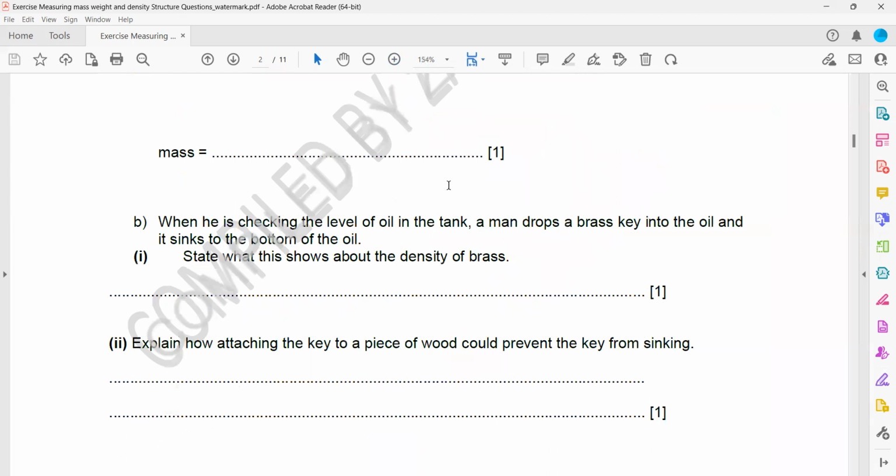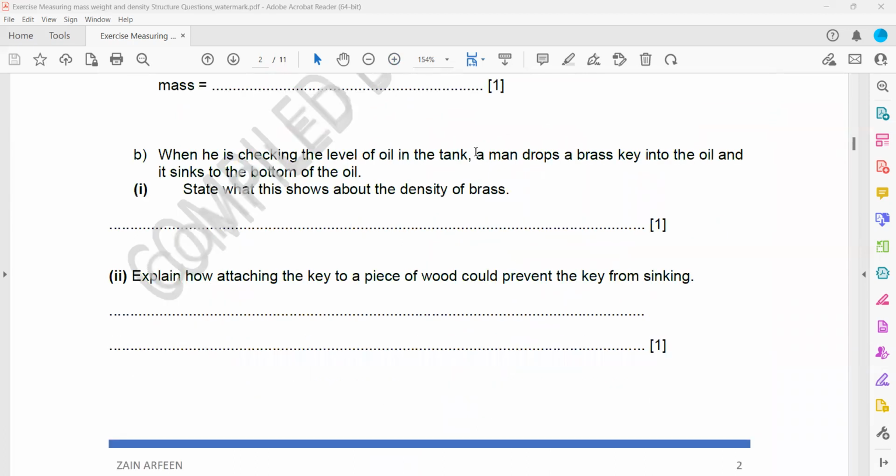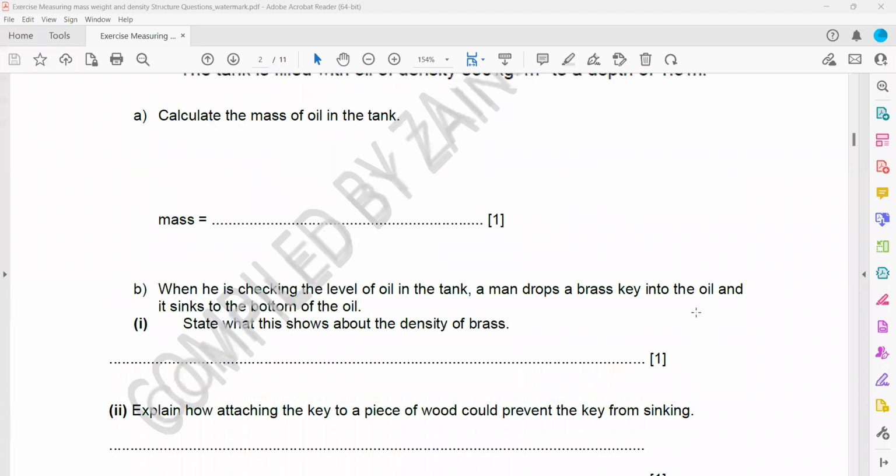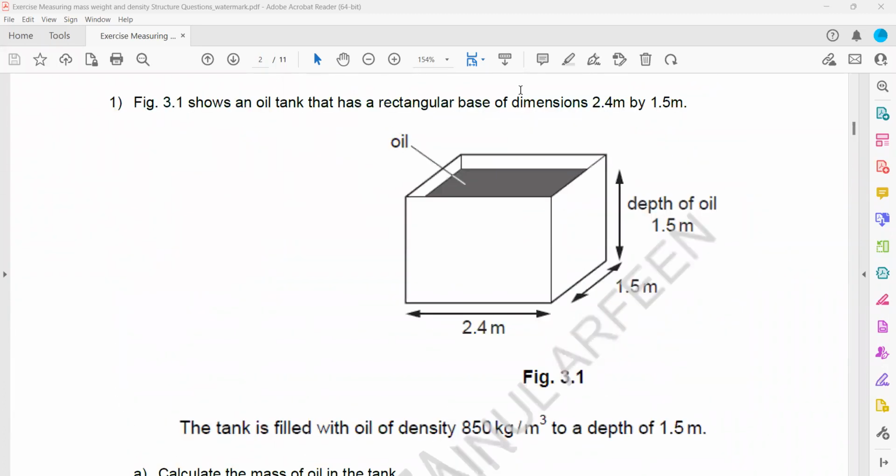The next question: when checking the level of oil in a tank, a man drops a brass key and it sinks. So, for example, when checking the level of this tank, a key is dropped and it sinks. If the key sinks into this, what can we conclude about this? What can we say about the density of the key or the brass compared to the oil? As it sinks, it moves towards the bottom.